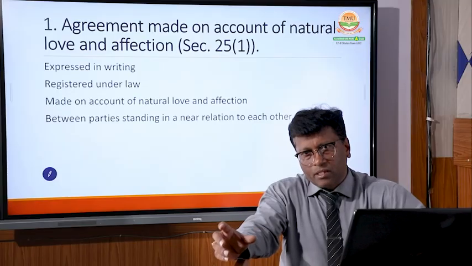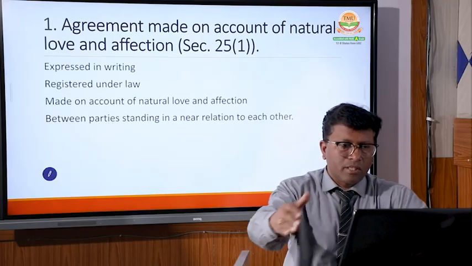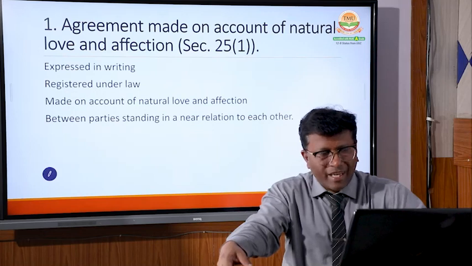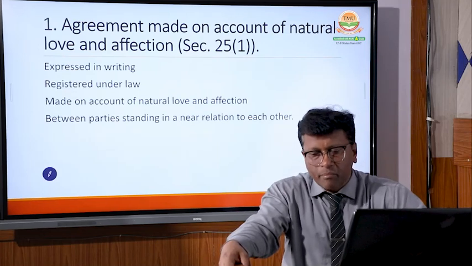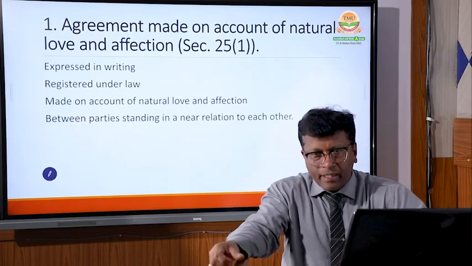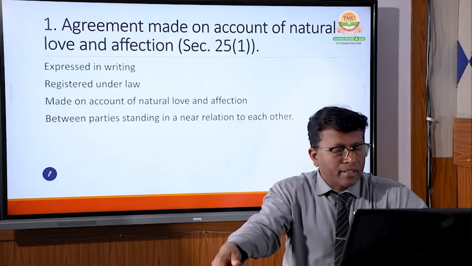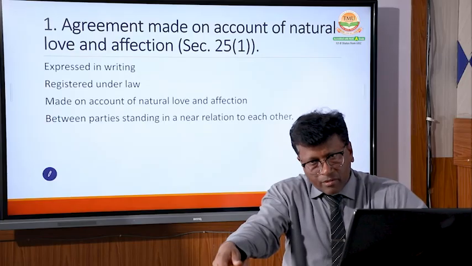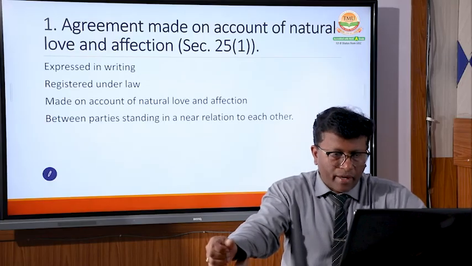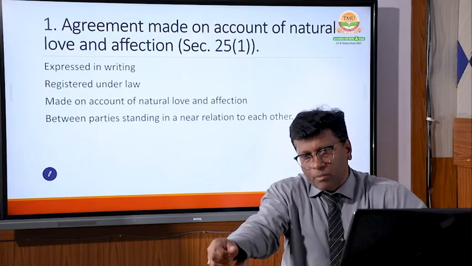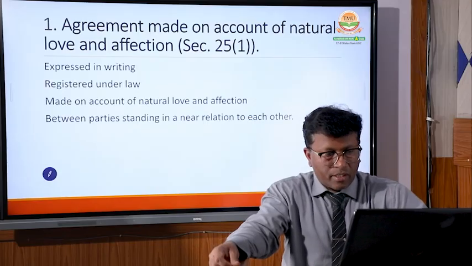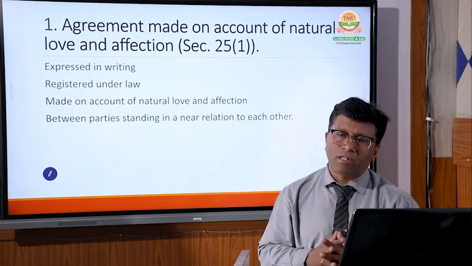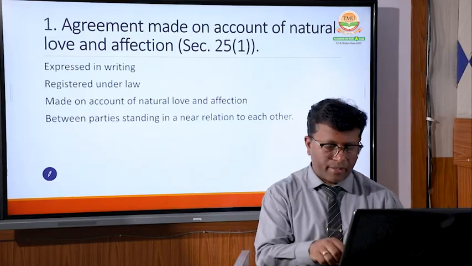If there is a particular contract related to this point, it should consist of these few points. The first is that it is expressed in writing. If any gift is being made by anyone to someone, that contract should be written and registered under the law, and made on account of natural love and affection, right? It means it should be induced by love and affection, and there should be a particular relationship between both the parties, a near relation to each other, right? So on the basis of these points we can say that an agreement made on account of natural love and affection will amount to a valid contract.